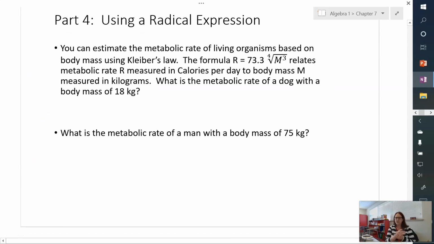All right, let's do a real world example. You can estimate the metabolic rate of living organisms based on the body mass using Kleiber's law. The formula is R equals 73.3 times the 4th root of m cubed. So R is going to be the calories that they're burning, and then m is the mass. And it says, what is the metabolic rate of a dog with a body mass of 18 kilograms? So plug this in. We know the rate is 73.3 times the 4th root of 18 cubed.